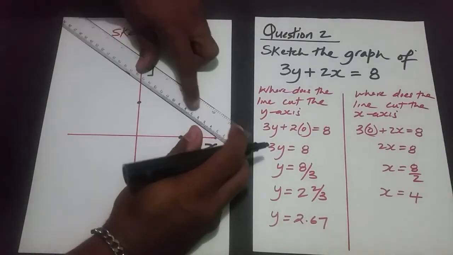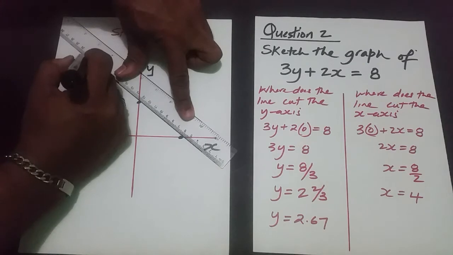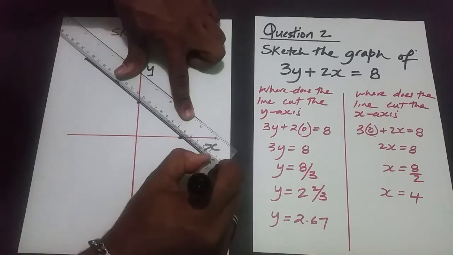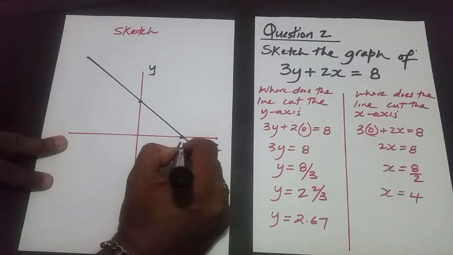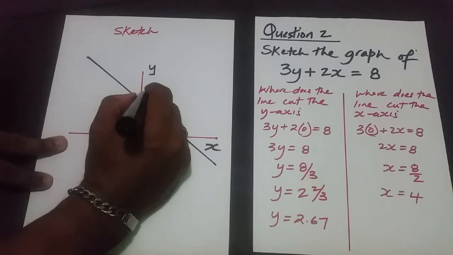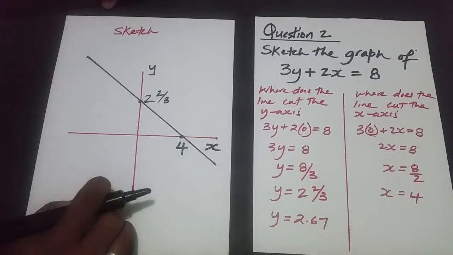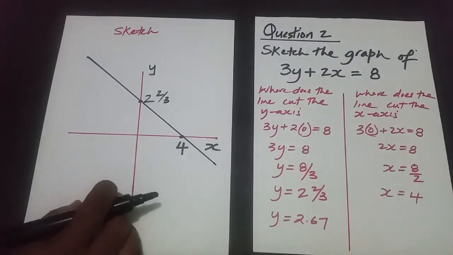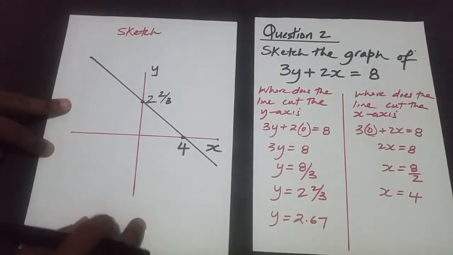So all I need to do is connect the 2 points, just like that. And of course just indicate the values. So it will be 4 here on the x-axis, and 2 2/3 on the y-axis. I like to use fractions because they are precise, but if you want to relay it in terms of the decimal, then you can go ahead and put 2.67, that is fine. So this would be the sketch of that equation here.